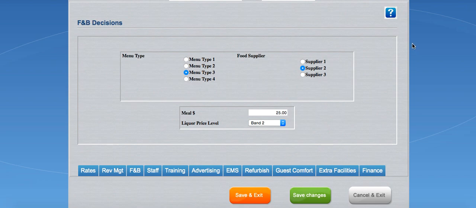You can then utilize the information within the help file. Once you've made those decisions, choose your meal price and choose your liquor price, which should also fall in line with that overarching strategy. So that full strategy is really important to you. You should be really clear with your hotels: what style of hotel are we trying to operate? And then you should make all of your decisions to be in line with that.